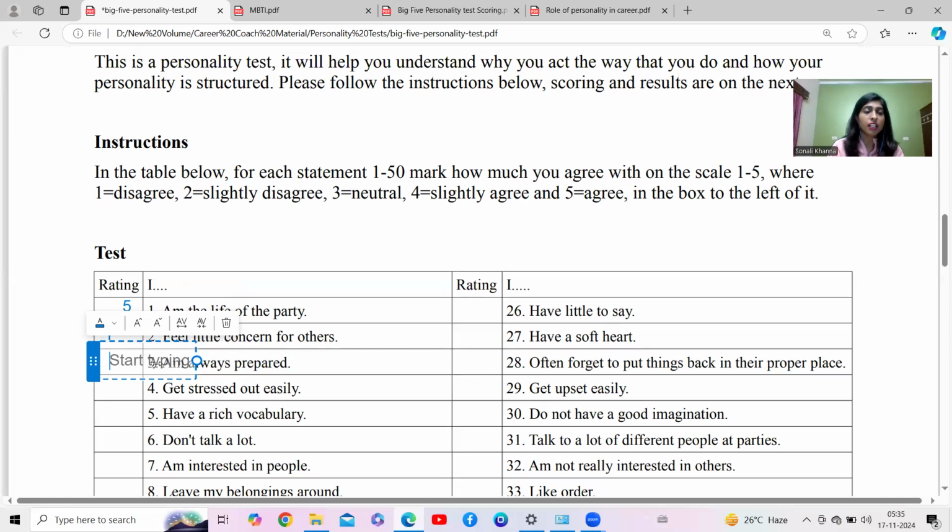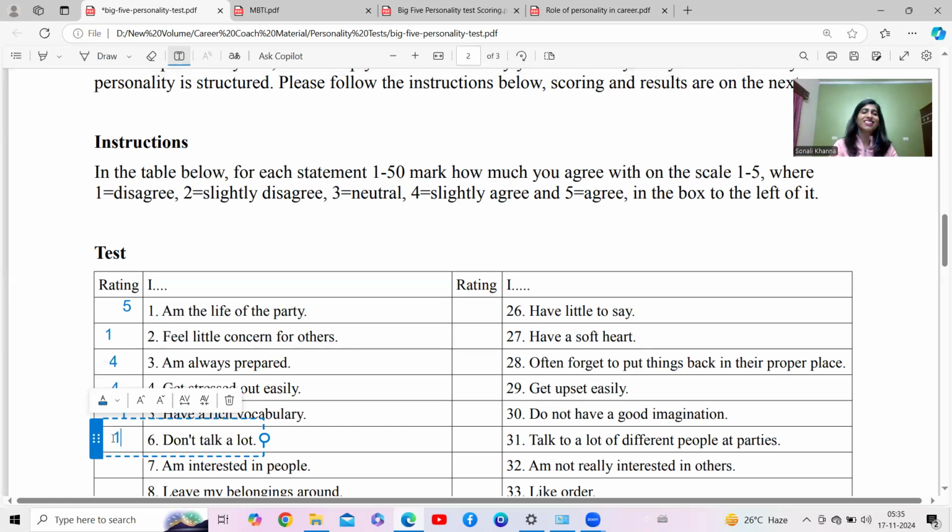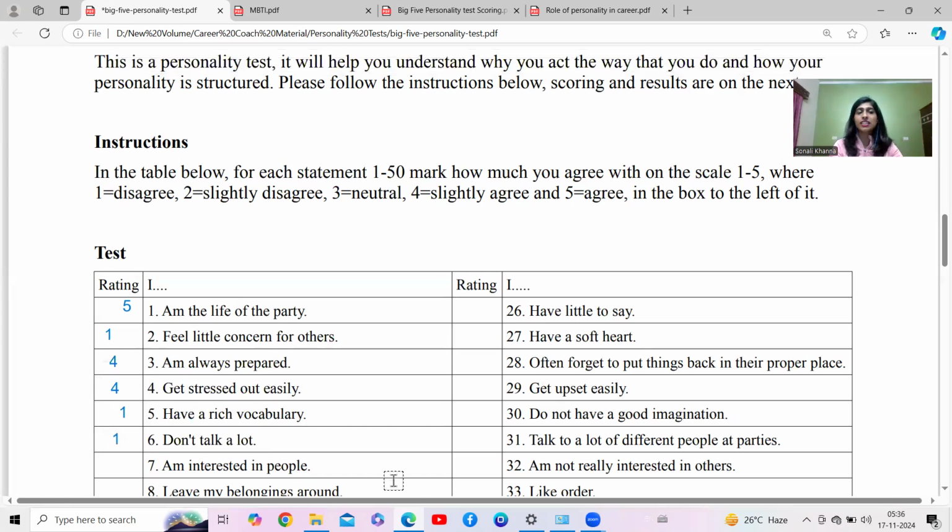Then, "I'm always prepared." I would say yes, I would give myself 5. Okay, let's say 4. Not always prepared, but most of the time I am prepared. Then, "Get stressed out easily." Agree, 4. "Have a rich vocabulary." No, I don't have a rich vocabulary. I'll give myself 1 here. "Don't talk a lot." No, I love to talk. So I give myself 1 again here. So you can see, from 1 to 5, you have to rate all the remaining 50 statements.